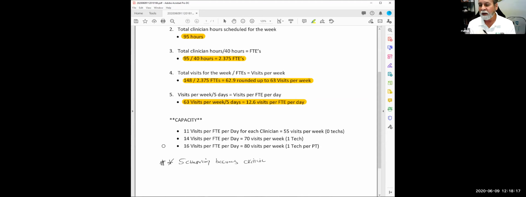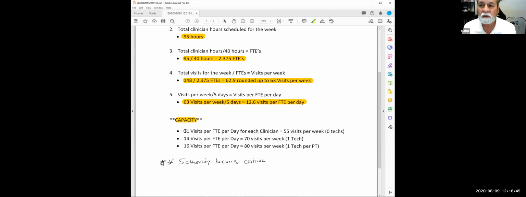Now, capacity, that is the staffing model that Confluent wants us to look at from now on. It gives us an ability to project how many professional hours we can schedule and still be within budget based on your visits for the week. So now I'm going to introduce capacity.